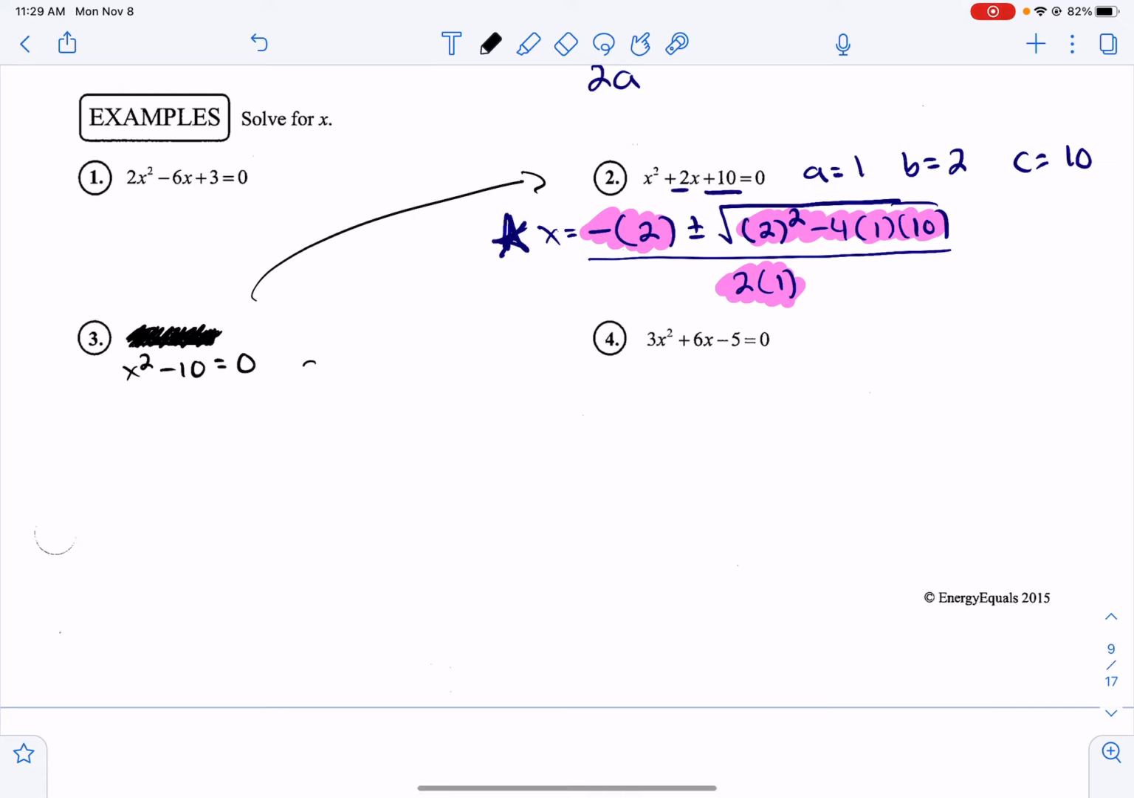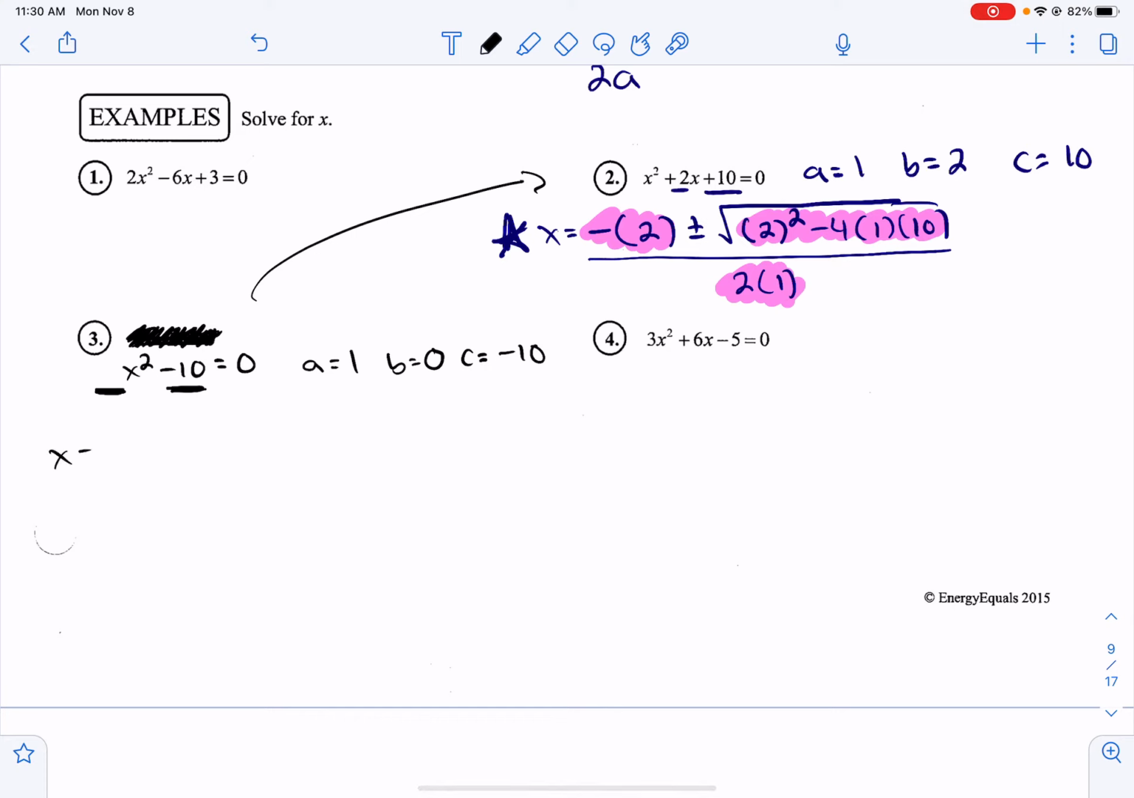So the first thing I want is my a and my b and my c. So my a is right here. It's in front of x squared. It's 1. My c is right here. It's the number. It's -10. But I don't have a b. There's nothing with an x connected to it. So my answer for b is 0. There is no b, so I get a 0 right there.